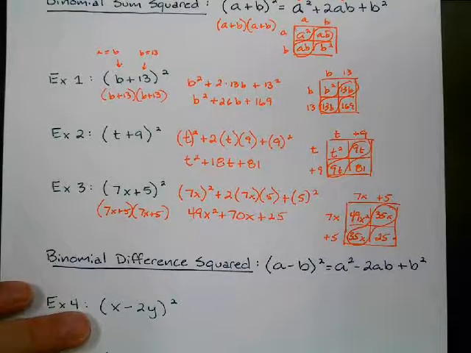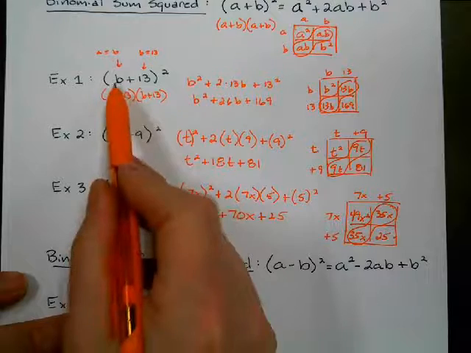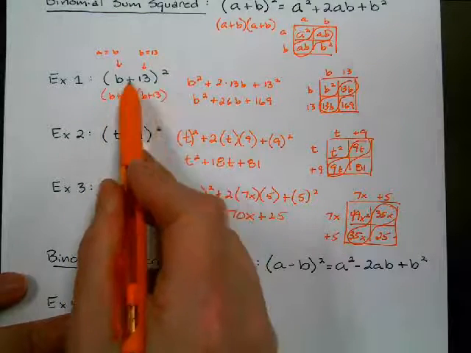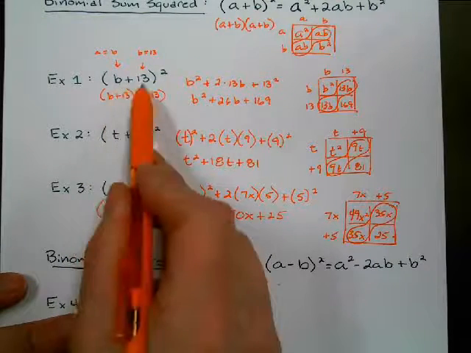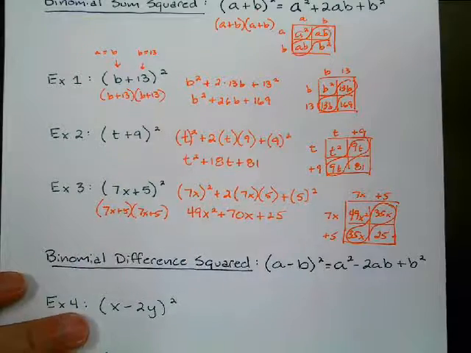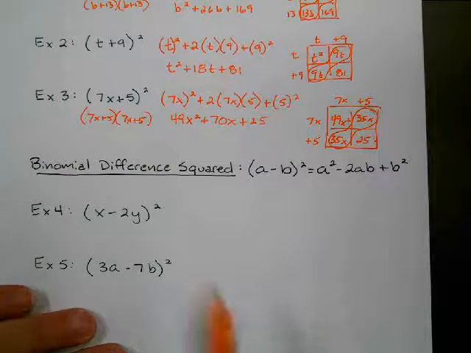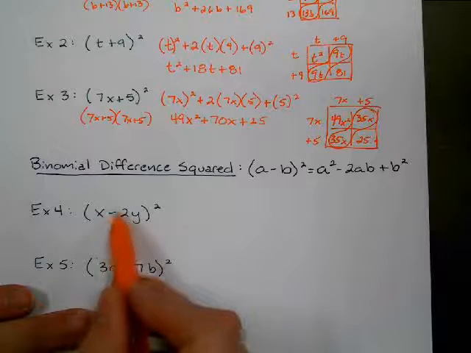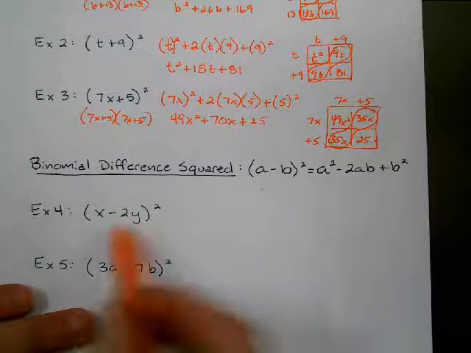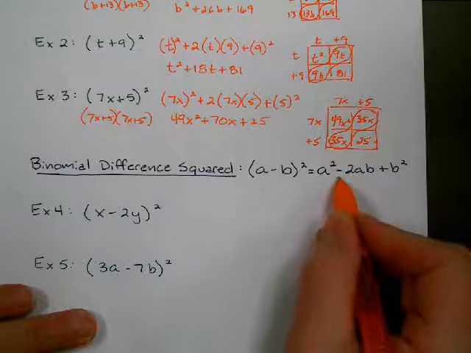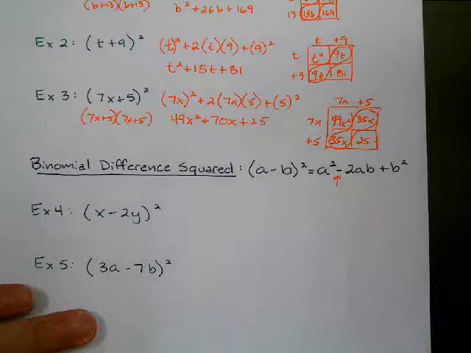All right, so that's what happens if you have a sum that's being squared. So we've got a binomial, and we're adding, and it's being squared. So that's the pattern. We have a slightly different pattern here when it's a binomial difference squared. Binomial difference squared means we're subtracting this time. So the only thing that's different is that this middle term has a negative out front instead of having a positive.